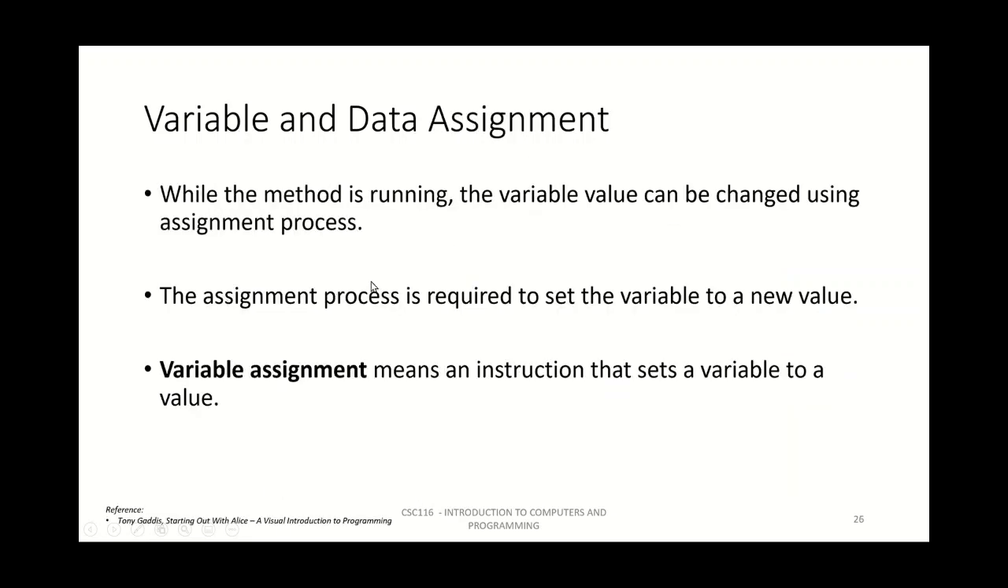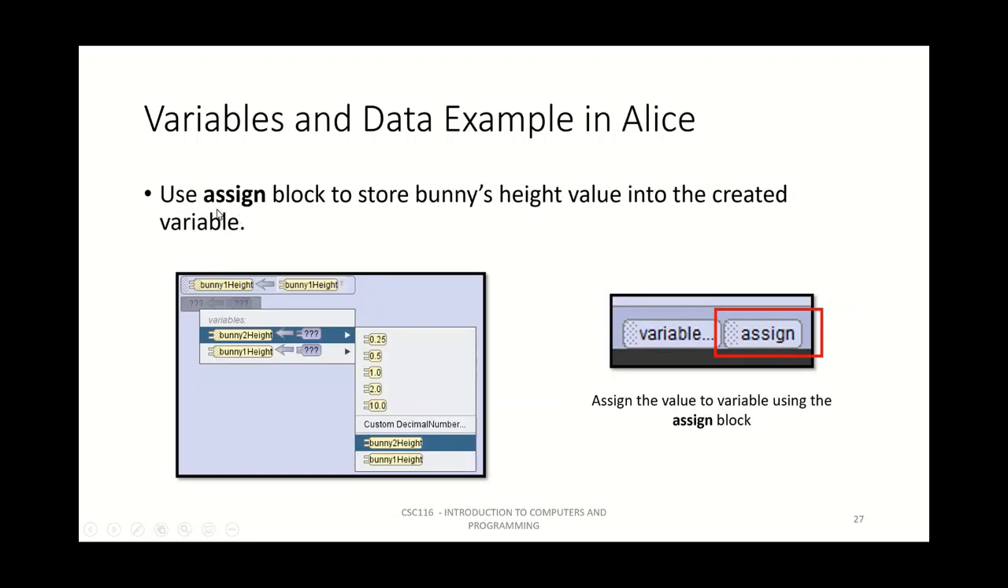Variable and data assignment. When we run the method, basically the variable can be changed by using the assignment process. The assignment process is required to set a variable to a new value. So variable assignment actually refers to an instruction that sets a variable to a value. In Alice 3, we will use the assign block to assign the value to the variable.